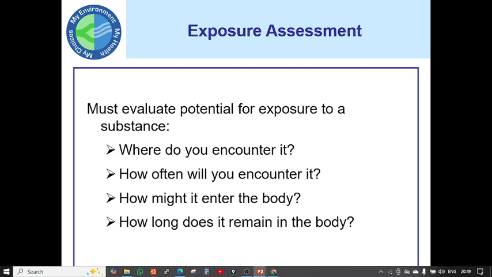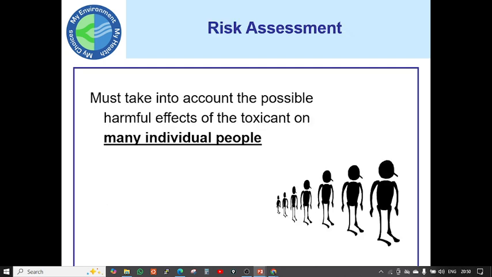So exposure assessment is required to know where you encounter it, how much you encounter, and how it might enter the body. If you are working there, it may be through inhalation, direct mixing in the blood, or through food. Knowing the methods of ingestion, the methods of entering the body, is also very much required. Then how long it is present. If a toxic substance enters the body, you have to know how much time it remains present. You must also take into account the possible harmful effects on many individual people, because the same substance has a different effect on different people due to age, sex, immunity, and body weight. Different things are there, so different people are simultaneously tested for the same substance.